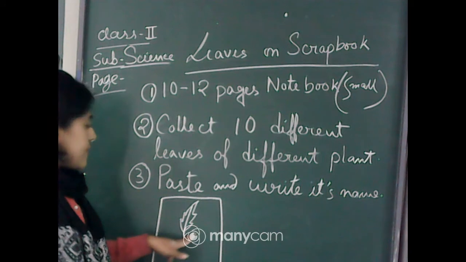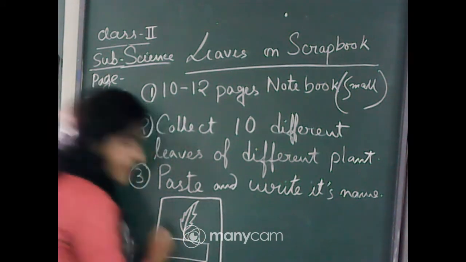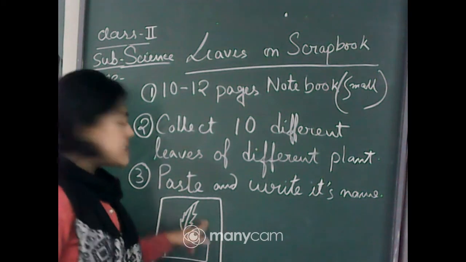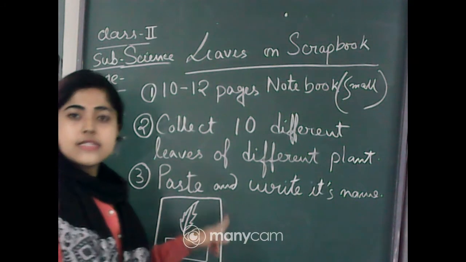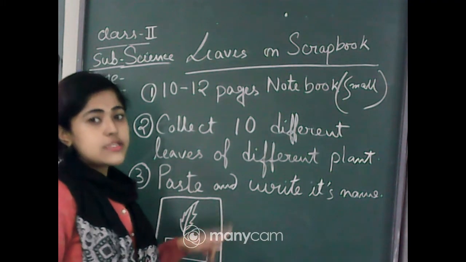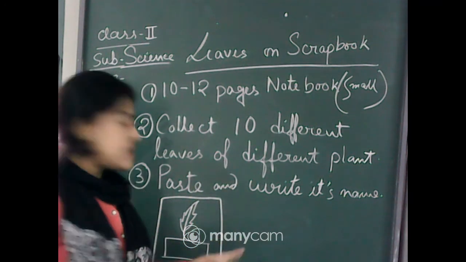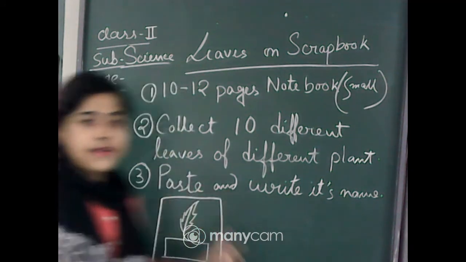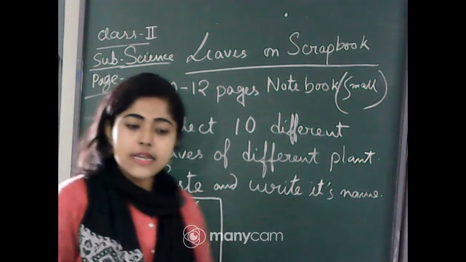And after pasting it, write down its name under it. If that leaf is hibiscus, write hibiscus here. If this leaf is rose, write rose here. If tulsi, neem, mango, lychee, or any other leaves, you have to write down its name under the pasted leaf.